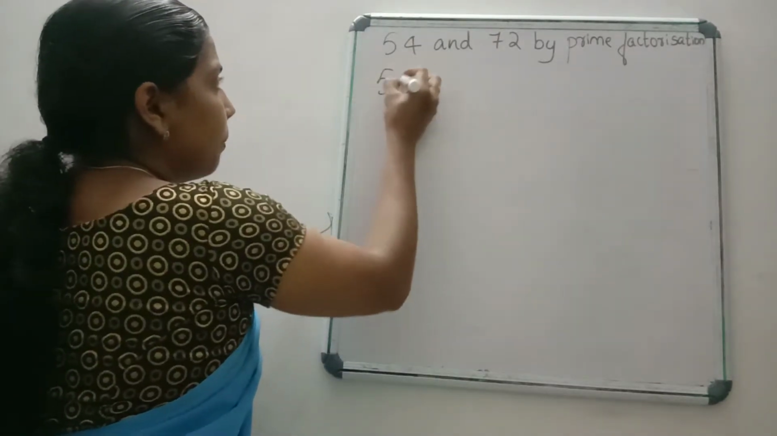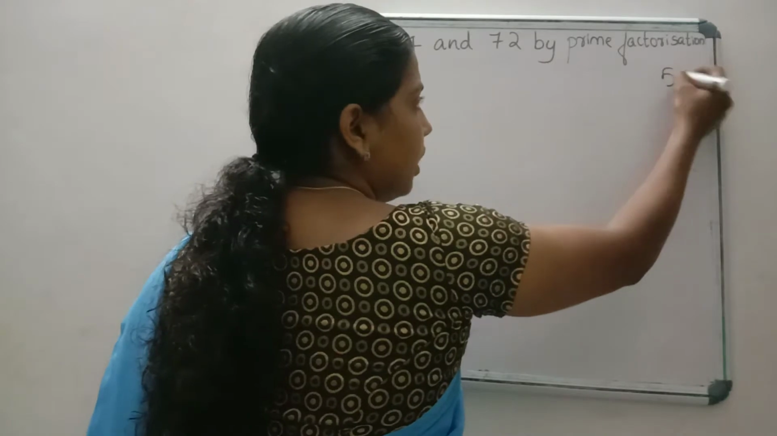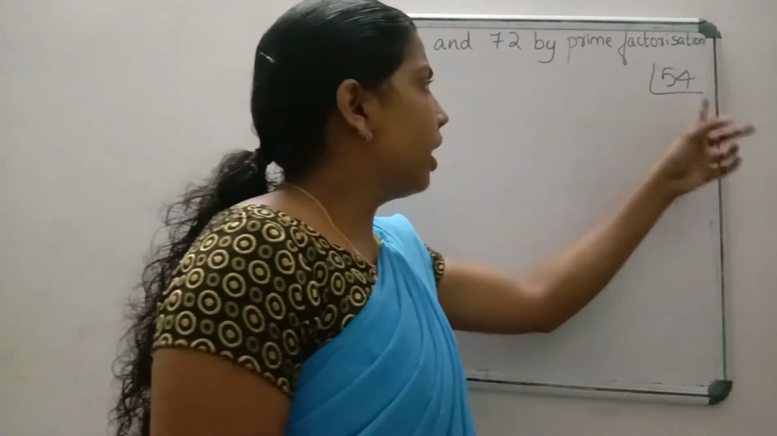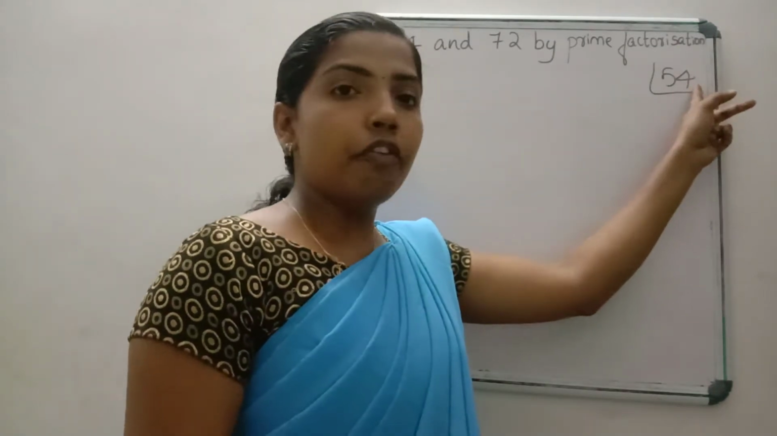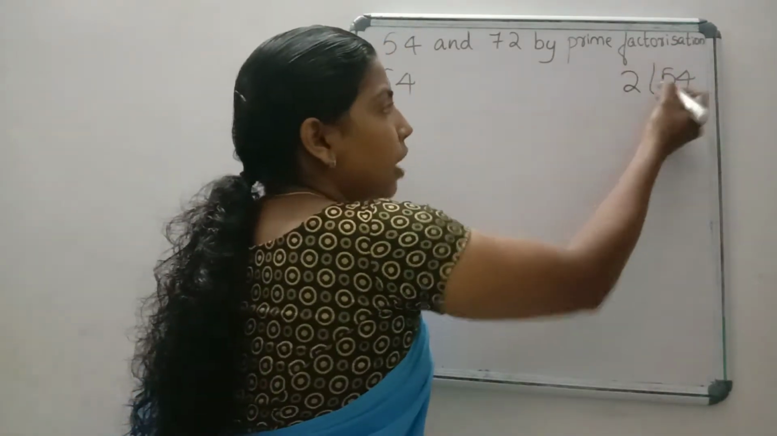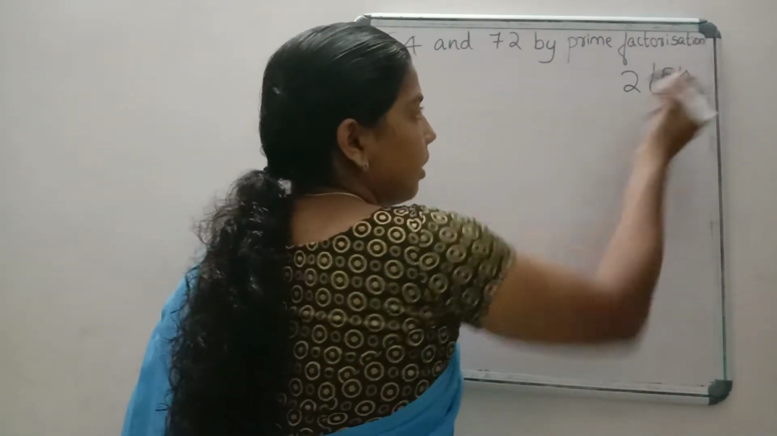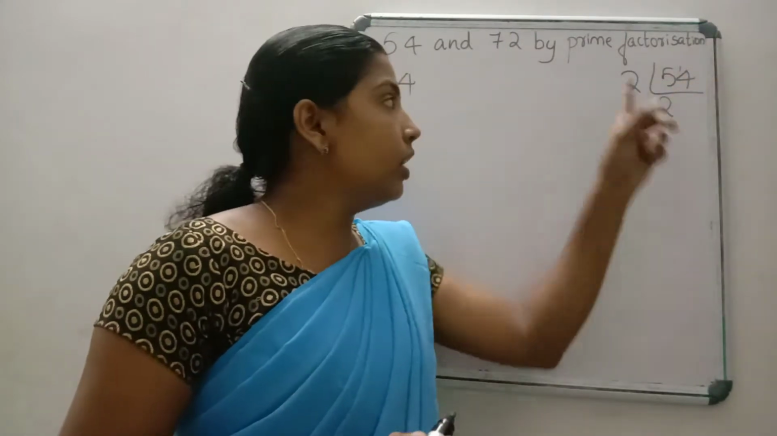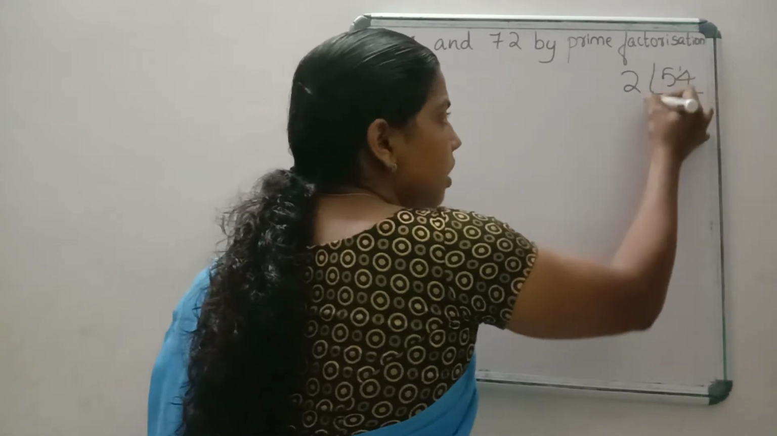First let us take the number 54. Do the prime factorization. With which prime number? First, let us take 2. Is it possible to divide with 2? Yes, because the number in the ones place is 4. So, 2 in 5, how many times? 2 2s are 4, and remainder 1. So now the new number is 14. In 14, 2 how many times? 7 times, because 2 into 7 is 14.